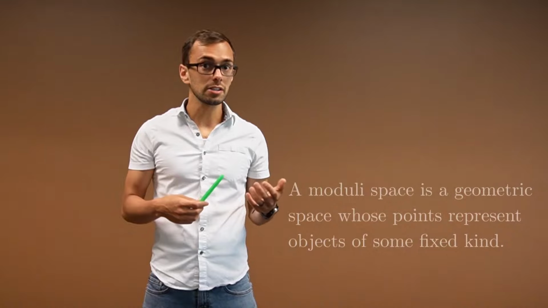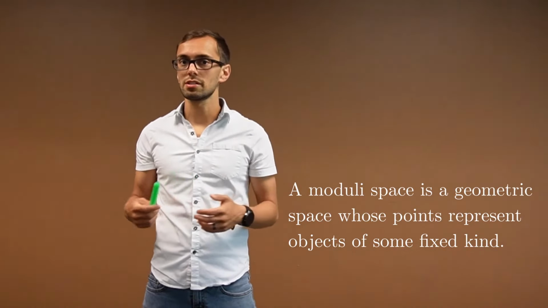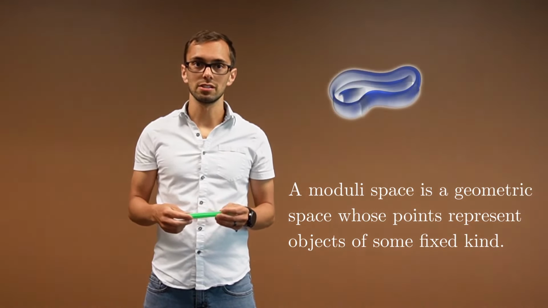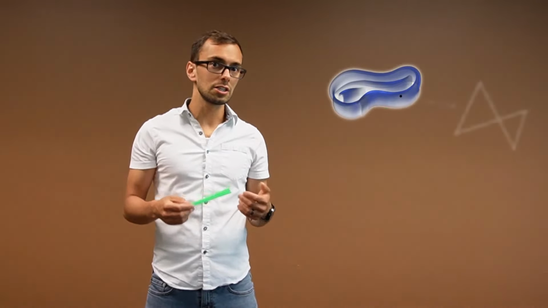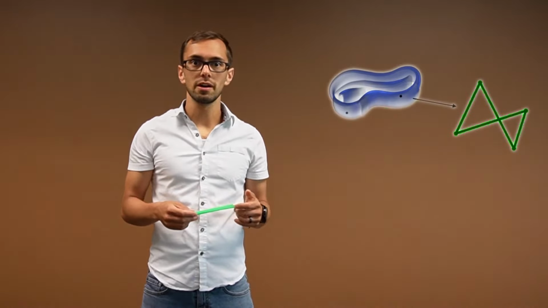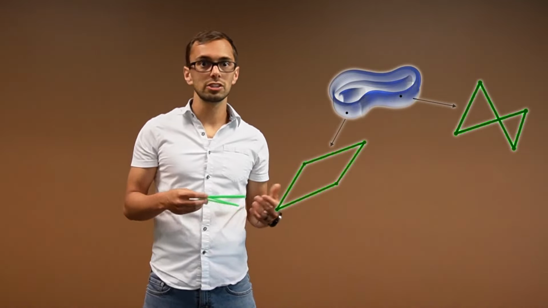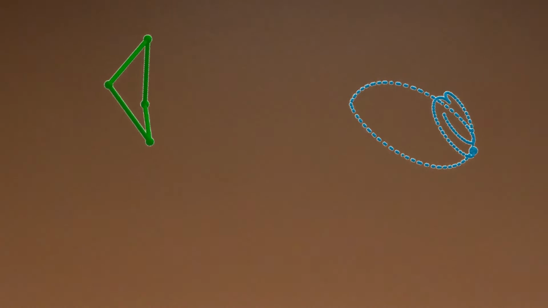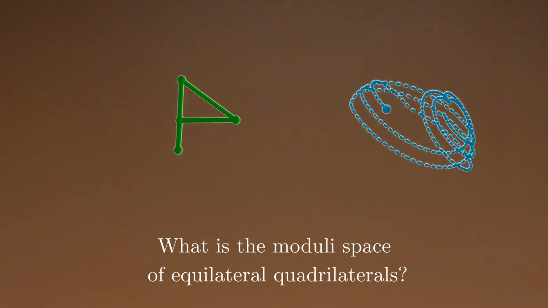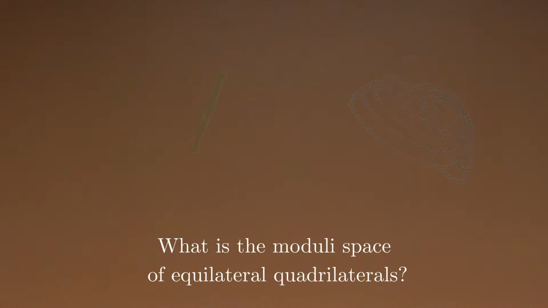In mathematics, we can solve these sorts of classification problems by constructing what is known as a moduli space. The moduli space is a space whose points correspond to different configurations. In other words, each point of the moduli space corresponds to a particular quadrilateral, so that when we change the point, we change the shape of the polygon. As such, we can rephrase our original question in the following way. What is the moduli space of equilateral quadrilaterals?